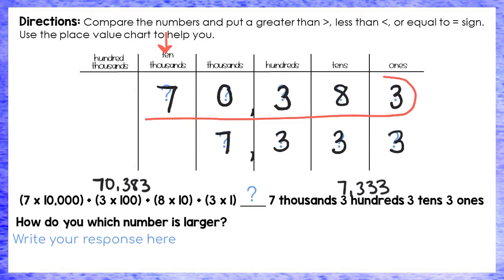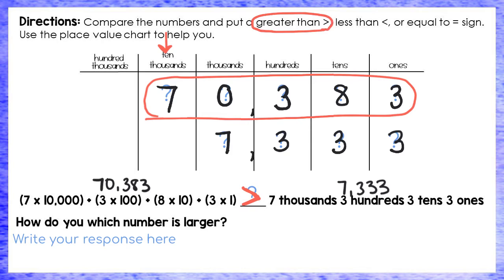So we know that 70,383 is much larger, almost 10 times larger than 7,333, because the 7 in the thousands place is 10 times smaller than the 7 in the 10,000s place. So we're going to put this sign, which is what?